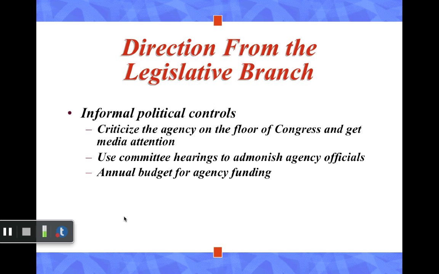They can also use committee hearings to bring in agency officials and admonish them. And again, this is commonly done, but the biggest stick that Congress has is funding. Congress actually spends the money, and so they're in charge of the annual budgets for any agencies, and therefore this carries quite a bit of weight when agencies are doing something or not doing something.